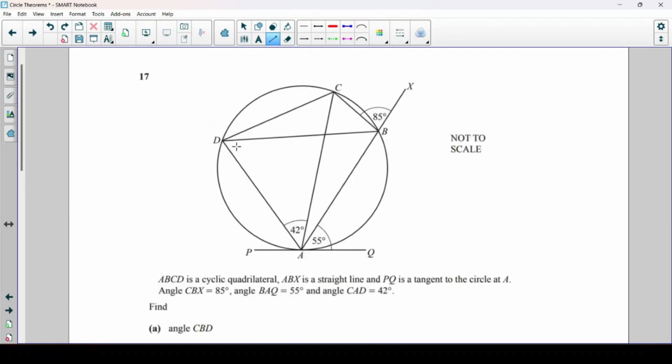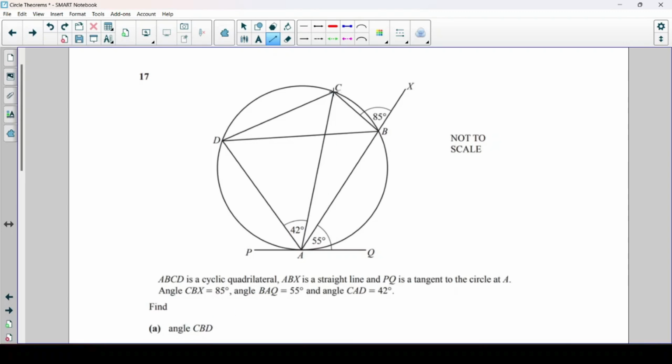Here we've got quite a long question. It tells us we have a cyclic quadrilateral. What I can also spot here is that we've got a tangent, and we've got no radius or diameter, and we've got triangles connected to that tangent. So that's telling me that there's a good chance we're going to be using the alternate segment theorem at some point. First of all, we're asked to find CBD.